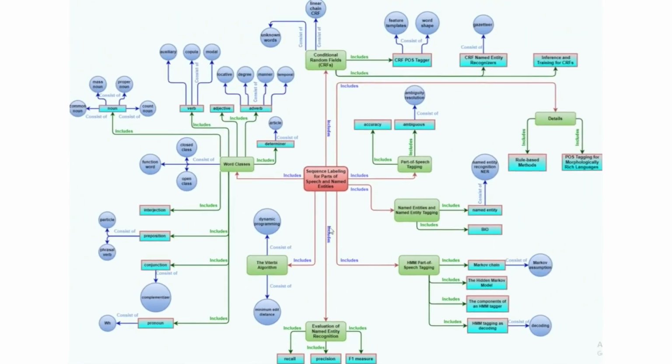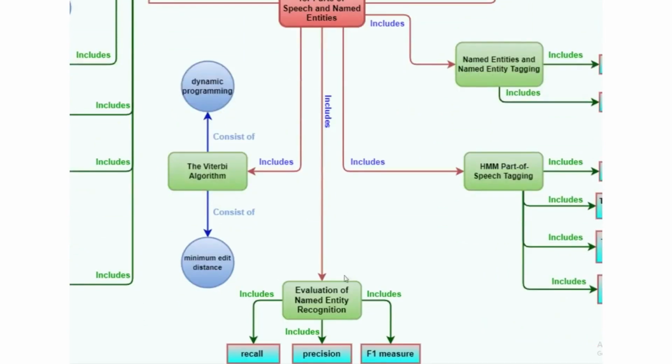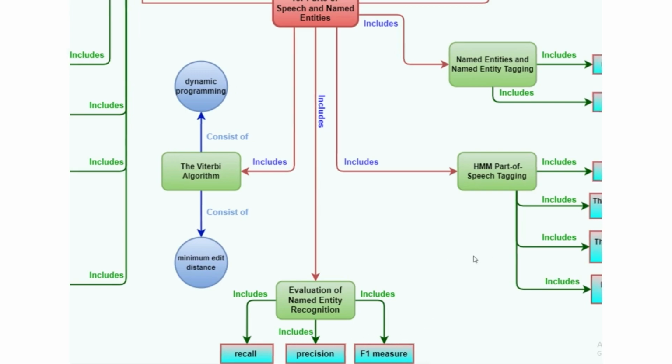Now, part of speech taggers are evaluated by the standard metric of accuracy. Named entity recognizers are evaluated by the recall, precision, F1 measure. Recall that recall is the ratio of the number of correctly labeled responses to the total that should be labeled. Precision is the ratio of the number of correctly labeled responses to the total labeled, and F measure is the harmonic mean of the two.